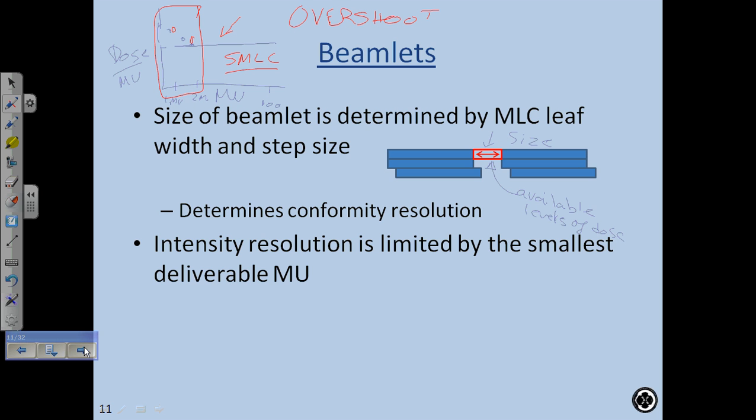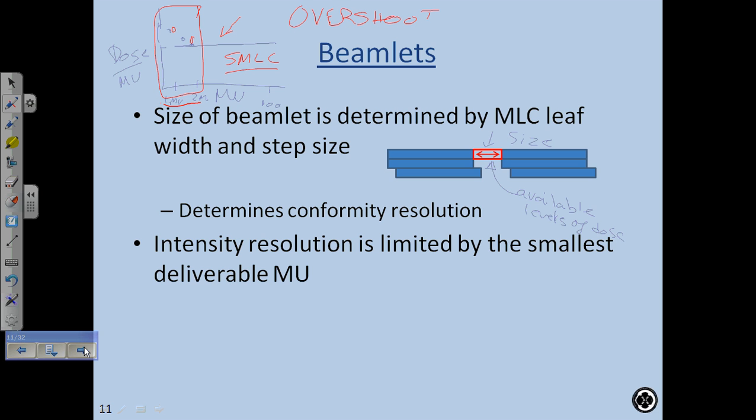Once it starts to deliver those MUs, it always gives a little bit more. The dose rate's a little bit higher. And then it uses the subsequent MUs to reduce it. So it overshoots, and then with the subsequent MUs, it measures how much it overshot, and then it says, okay, I'm going to give a little bit less of the subsequent MUs. But if it doesn't have enough time to account for it, it's going to be too high.